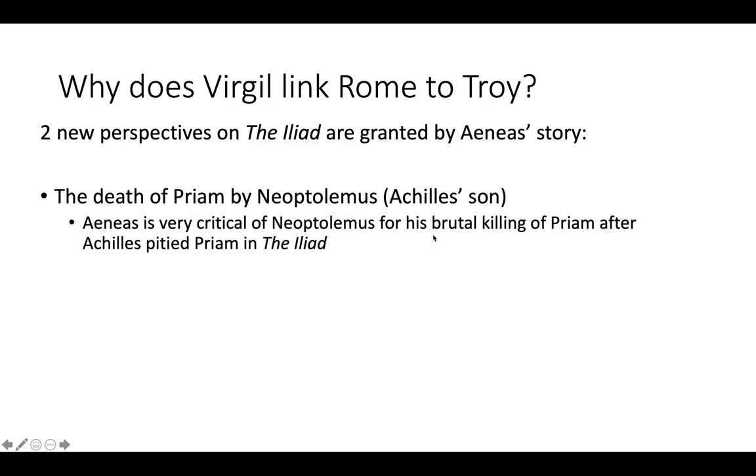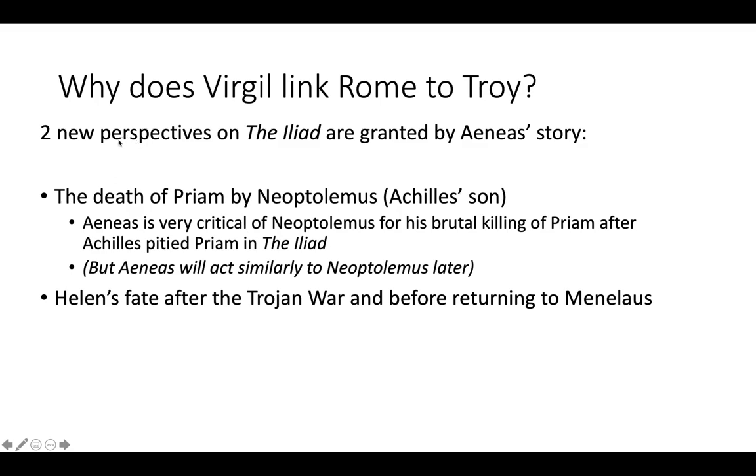So remember how much Priam is celebrated in the Iliad. Even though he's on the losing side of the war, Achilles pities Priam. Achilles helps Priam. He gives Hector's body back to Priam. Anyway, he's very celebrated. And so when Priam is murdered by Achilles' son, this is not good. It's horrible. Even though Aeneas is critical of Neoptolemus for killing Priam, this pitiful old man, Aeneas will actually act very similarly to Neoptolemus later in the Aeneid.